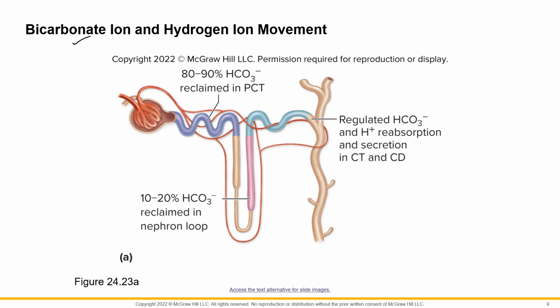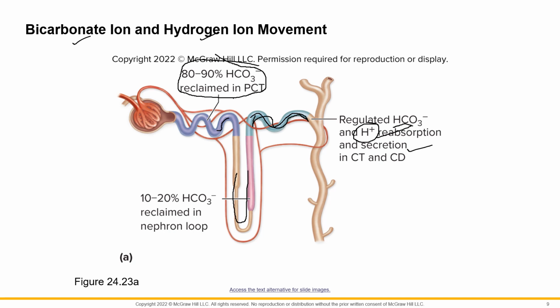Finally, we have the bicarbonate, which is HCO3 minus, and the hydrogen ion movement. So for the bicarbonate, almost all of it, about 90% of it, is reclaimed here in the proximal convoluted tubule. The remainder is reclaimed in the nephron loop. Now, once you get to the distal convoluted tubule, it is sort of regulated. So depending on the acidity or the alkalinity at the moment, here's where it's decided whether bicarbonate and hydrogen ions are either reabsorbed or secreted.